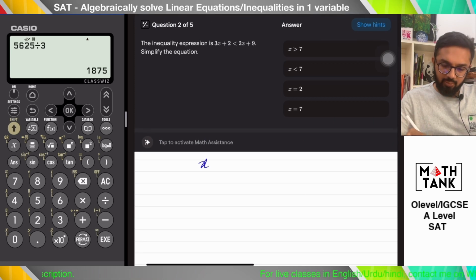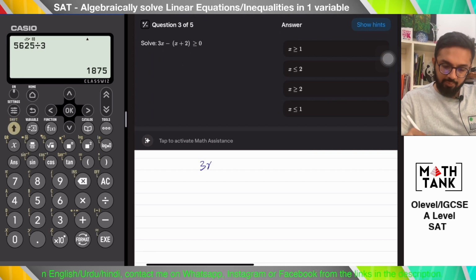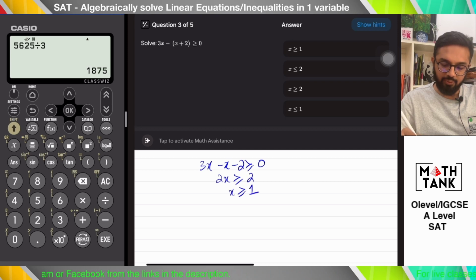Okay, solving this inequality looks fine. x is less than 7. So that's fine. Easy question. 3x minus x minus 2 is greater than or equal to 0. So 2x is greater than or equal to 2. x is greater than or equal to 1.